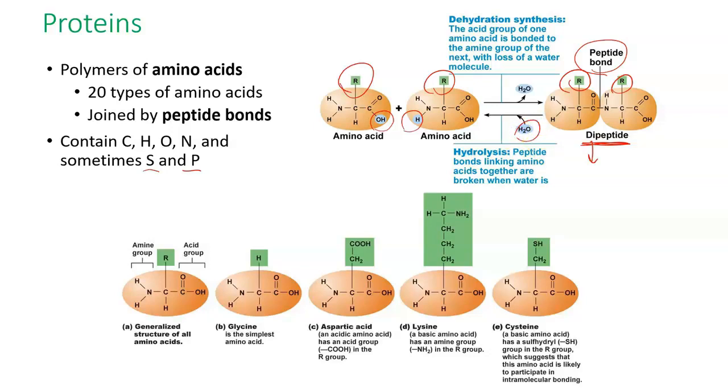So some examples of the different types of amino acids, because of their different carboxyl group, include glycine, which is the simplest of all the amino acids. Aspartic acid, you can see that it has a larger carboxyl group. Then we have lysine, which has an even larger one. And then we have cysteine here, and then there are several more.